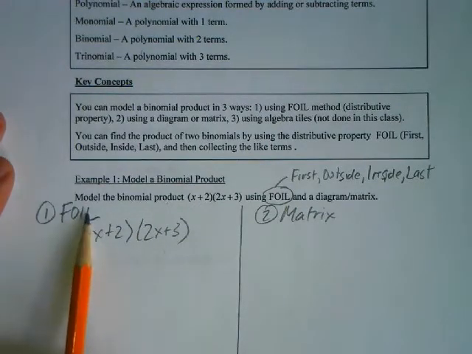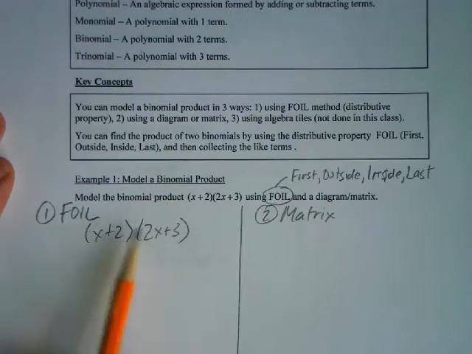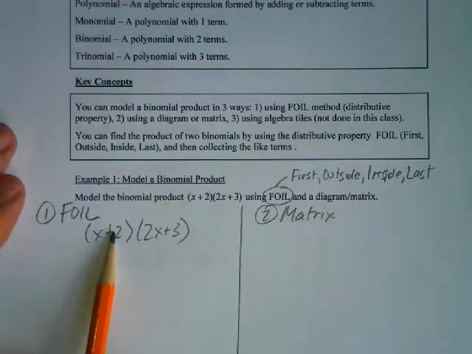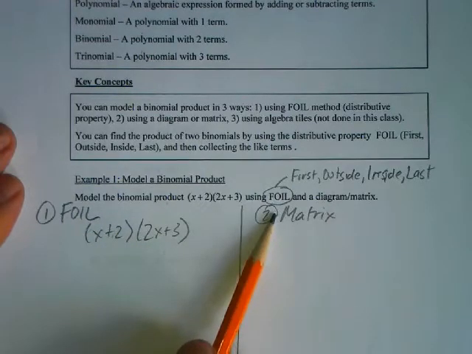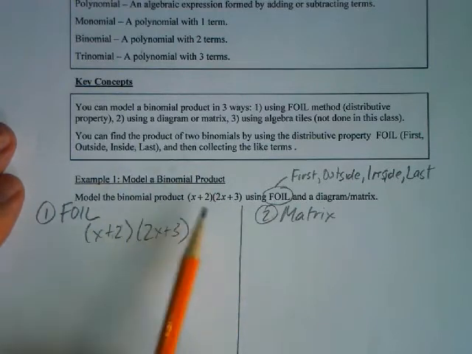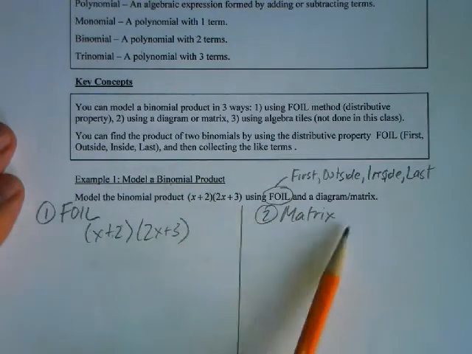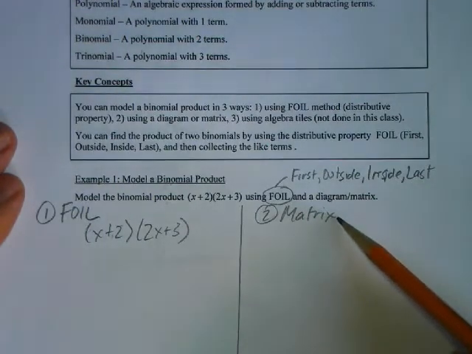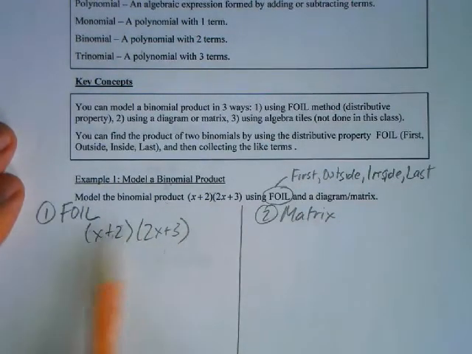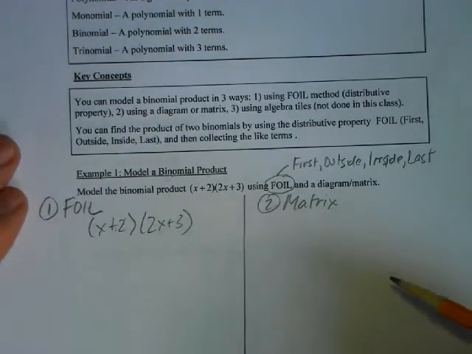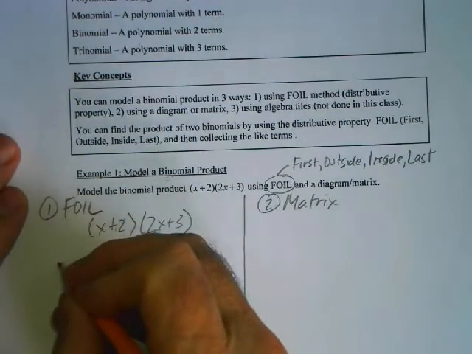You can only use this FOIL technique when it's multiplying two binomials. The matrix technique can be any number of terms. So you could multiply two trinomials together. So matrix is a little bit more, you could extend it to some harder questions. A lot of people learn with the FOIL first just because it's a little memory tool. So let's see how that works.